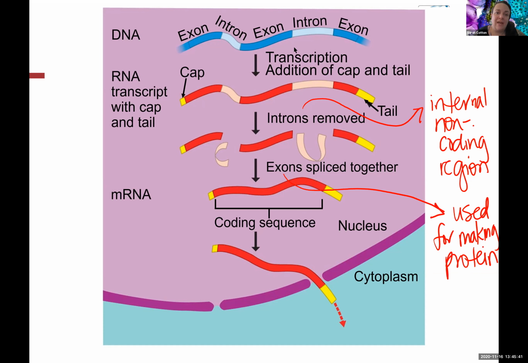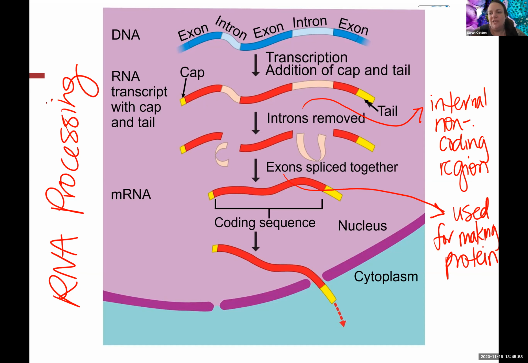What we're looking at in this image, once again, this is not from your book, is something called RNA processing. Here's our DNA at the top, exon, intron. It's transcribed. Here's transcription happening. Another thing that happens in RNA processing is adding a cap and a tail. They're represented there in yellow.